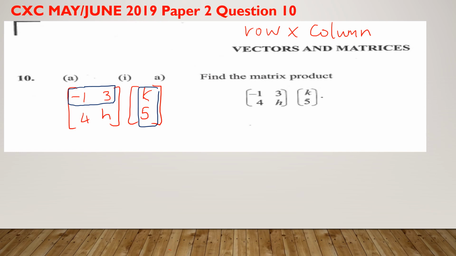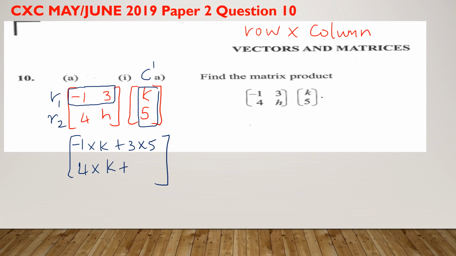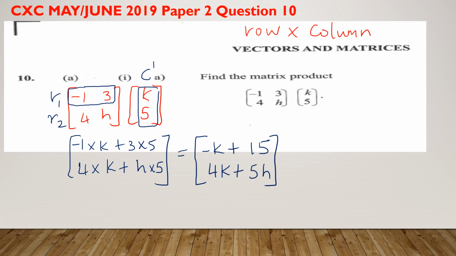So that is going to give us -1 times K plus 3 times 5. Okay, so that was row 1, row 2, and this is the column 1. 4 times K plus H times 5. That is going to work out to be -1 times K is -K plus 3 times 5 is 15. 4 by K, that is 4K plus 5 by H, 5H. And that's the final answer.